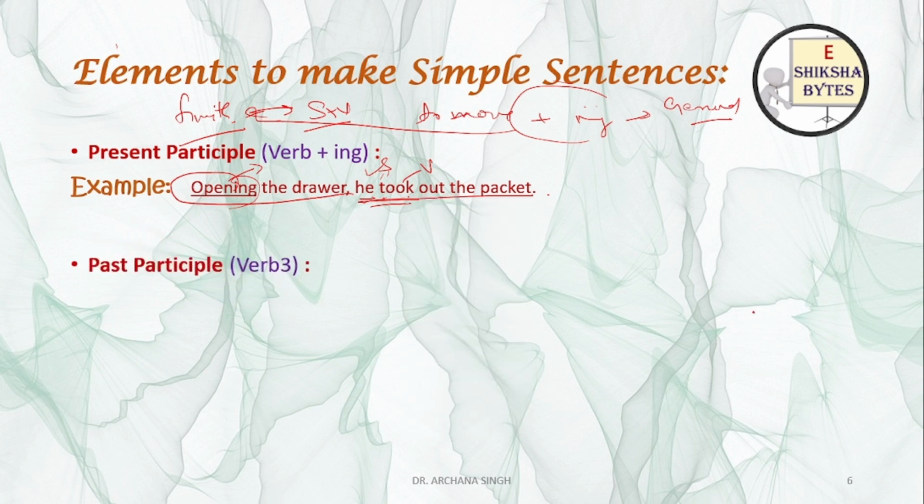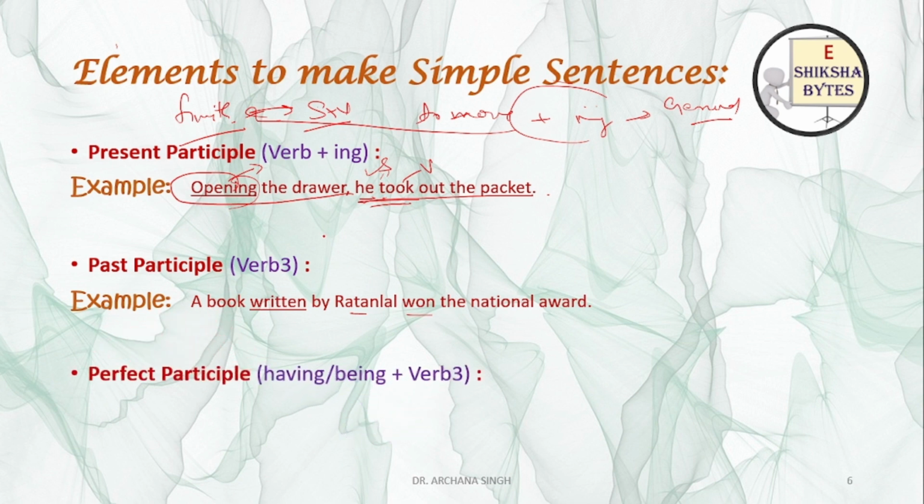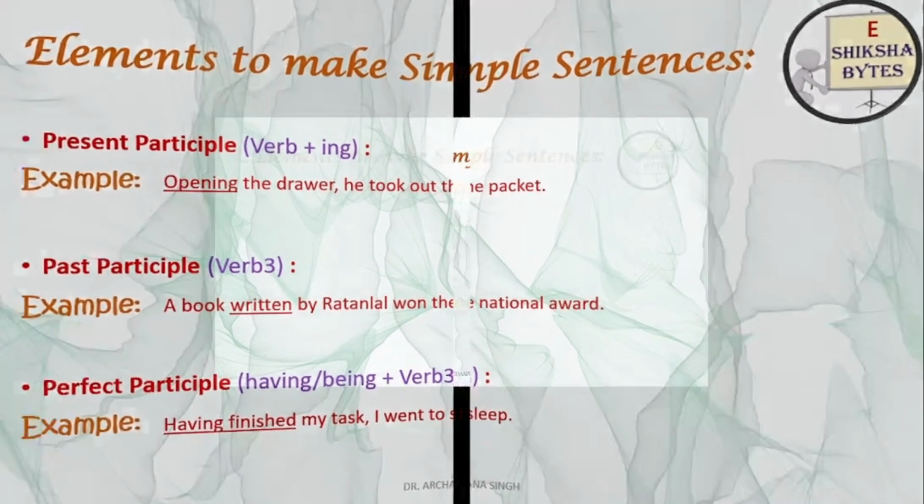Then another thing that you keep in mind is you can use a past participle, that is, a book written by Ratan Lal won the prize. So here you have the subject and then the verb combination. So this is again your simple sentence. You can use a past participle to convert the sentence. You can use a perfect participle, like having, being, and using the verb third form, like having finished my work, I went to sleep. So here you have only one subject-verb combination. This is your phrase. So again, it is only one subject-verb combination, so it is your simple sentence.